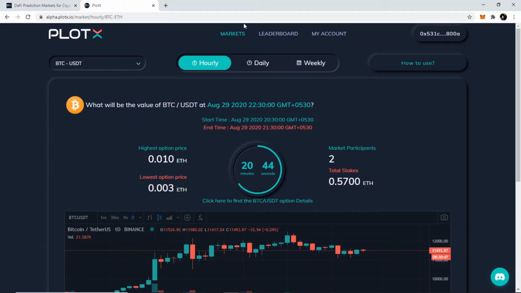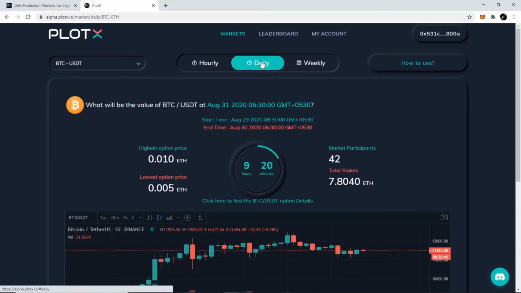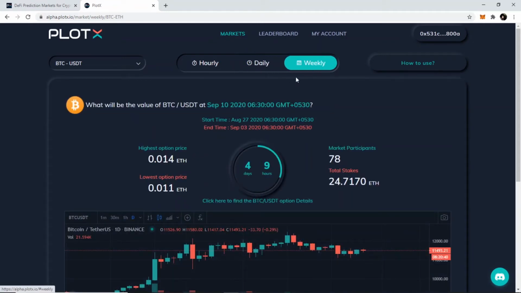So what makes all of this so special? The special thing about all of this is that PlotX uses an automated market making algorithm. What that means is, after let's say this weekly market closes, another weekly market will automatically start. So the pattern here is the market will start at a given time. The market will end after a given amount of time, in this case a week.